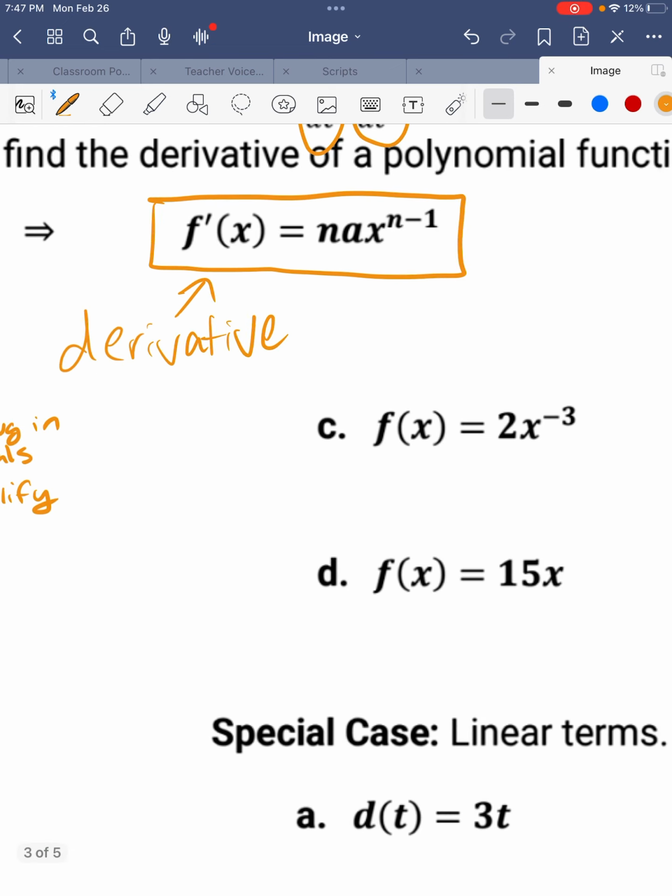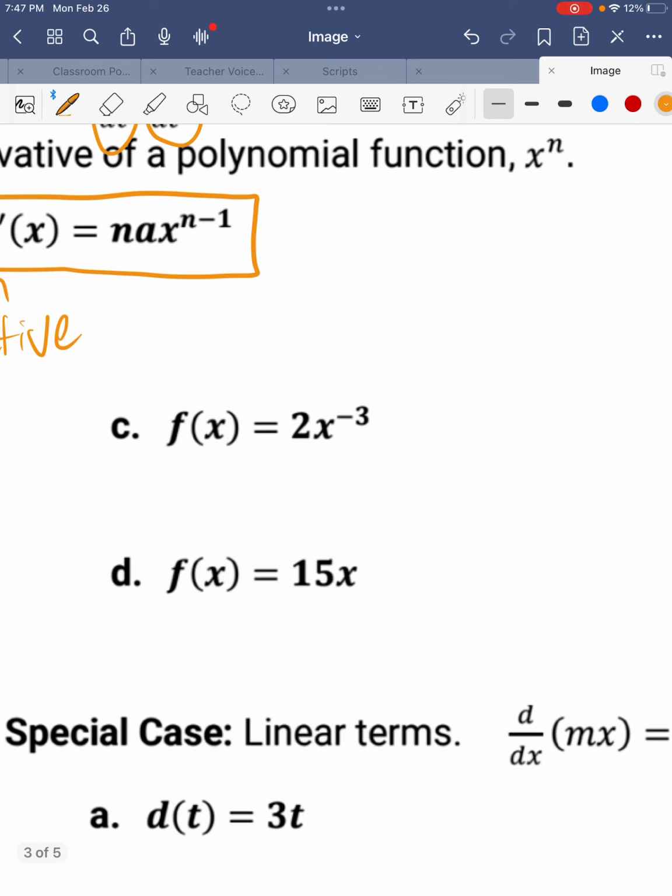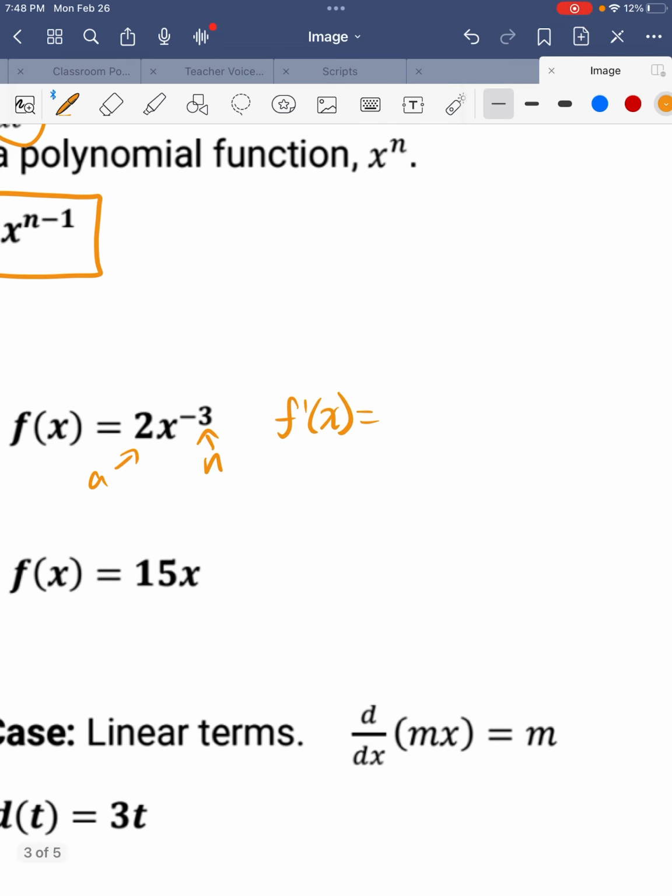Let's try C and D. You try on your own first, pause this while you do it, and then press play. Okay, so for this question, I have a is 2, n is negative 3. So when I plug it into my power rule formula, I have f prime of x equals negative 3 times 2, x to the power of negative 3 minus 1. Negative 3 times 2 is negative 6. Negative 3 minus 1 is negative 4. Be careful when you're adding and subtracting those negative numbers.